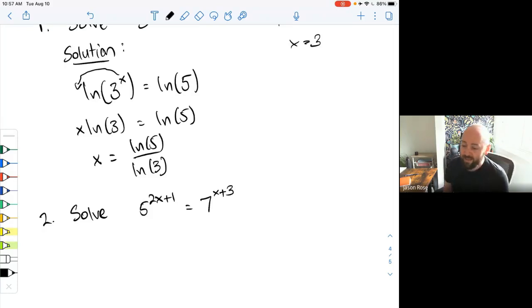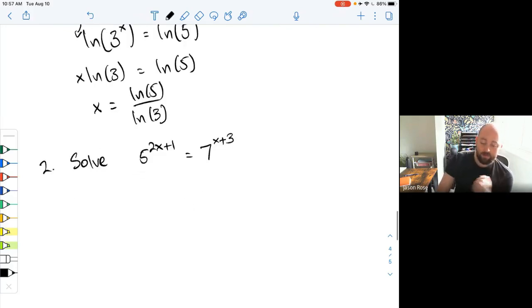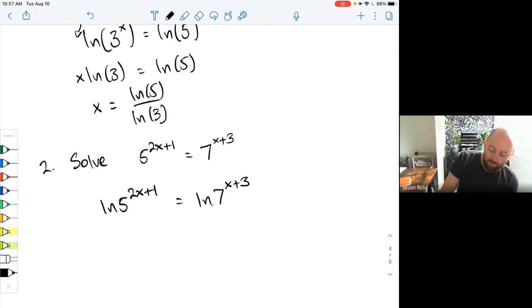We'd like to get those x's down out of the exponents. So we're going to take the natural log of both sides. Bring down those powers. Don't forget your brackets here. The entire power is going to be multiplying.